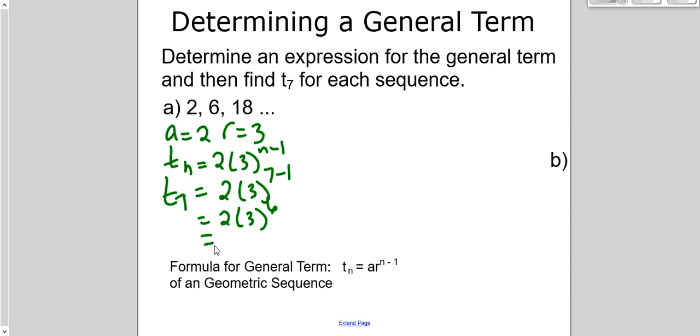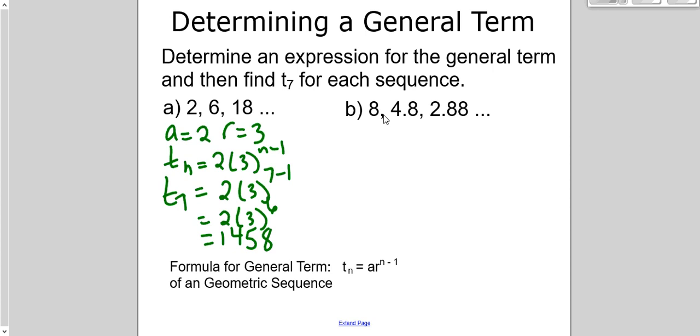In my calculator, I'm going to work out that 3 to the 6 first, and I get 729, and then times that by 2. I get 1458. My 7th term would be 1,458. Try one more. Oh, I like this one.